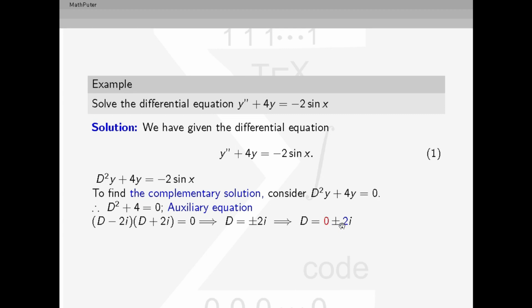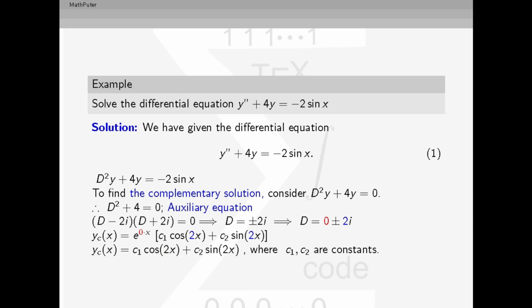0 is the real part and 2 is the imaginary part. So how do we write the complementary solution? The real part becomes the power of the exponential, so it is e raised to 0x. That 2 will be in the trigonometric functions cos 2x and sin 2x. Then we multiply by real constants c1 and c2. e raised to 0x is 1. So y_c(x) is c1 cos 2x plus c2 sin 2x, where c1 and c2 are real constants.